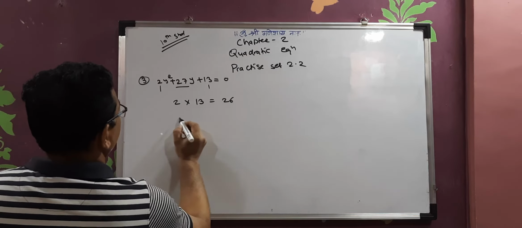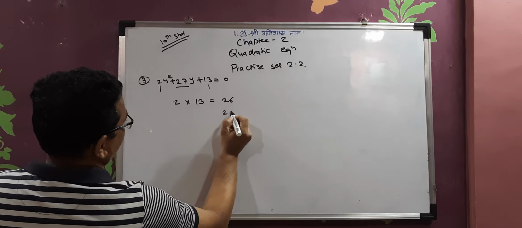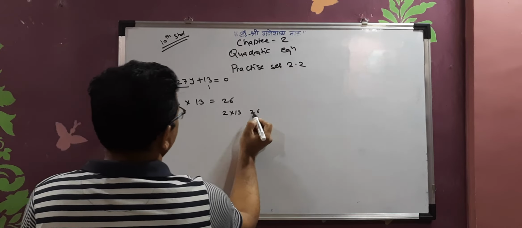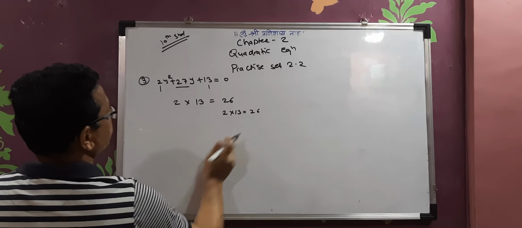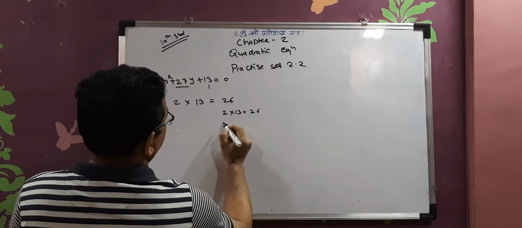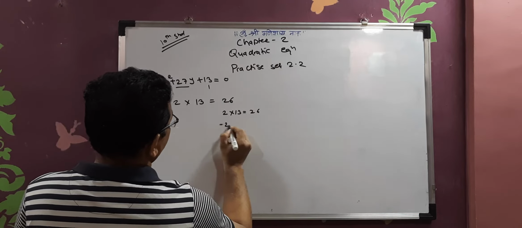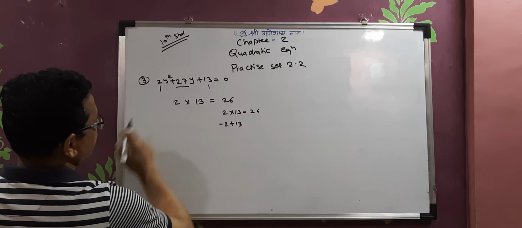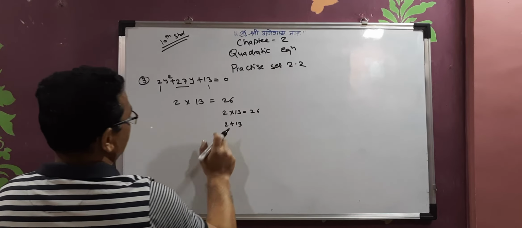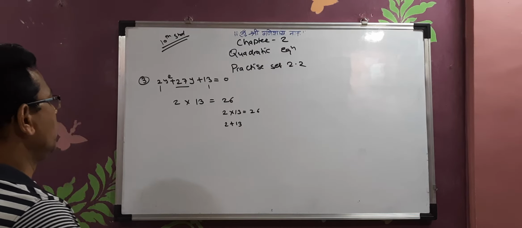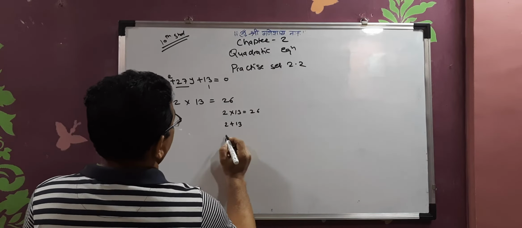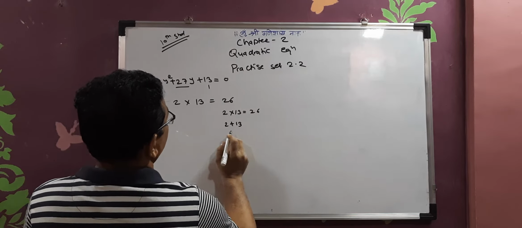So say 26 and 13. 2 into 13 is equal to 26, but it will not satisfy the condition, because if you put 2 plus 13, your answer is coming 15 and we require 27. So it will not satisfy the condition. So what we will do? We will say 13 is not there.